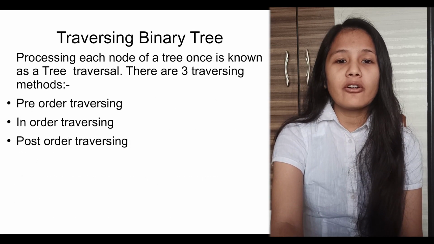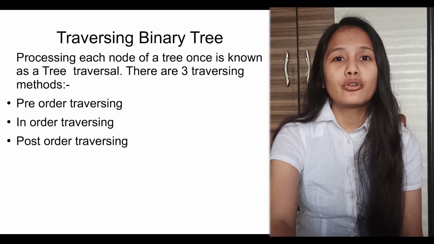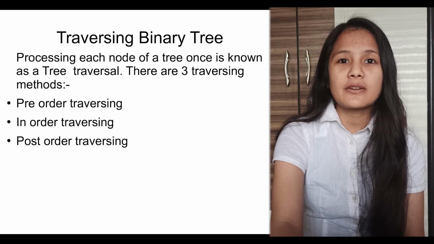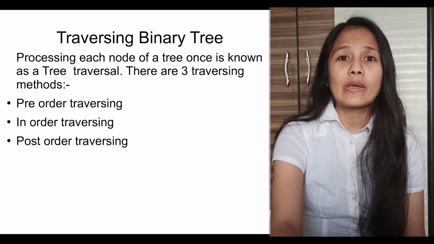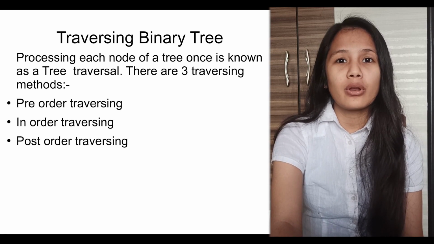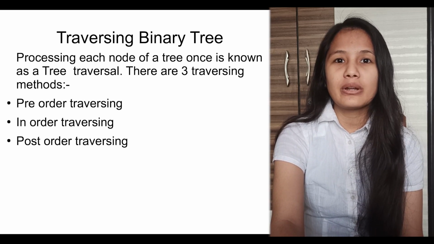Now, traversing of binary tree. Firstly, what are T1 and T2? As we all know, a tree is there whose root is T, and T1 and T2 are the subtrees of the root. Means they are the small trees, or we can say small parts which together combine to form the whole tree T. Processing each node of a tree once is known as tree traversal.